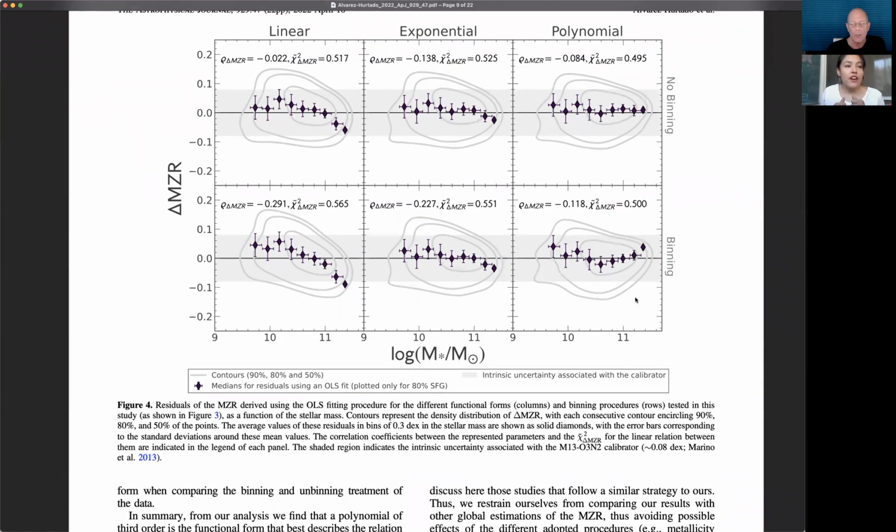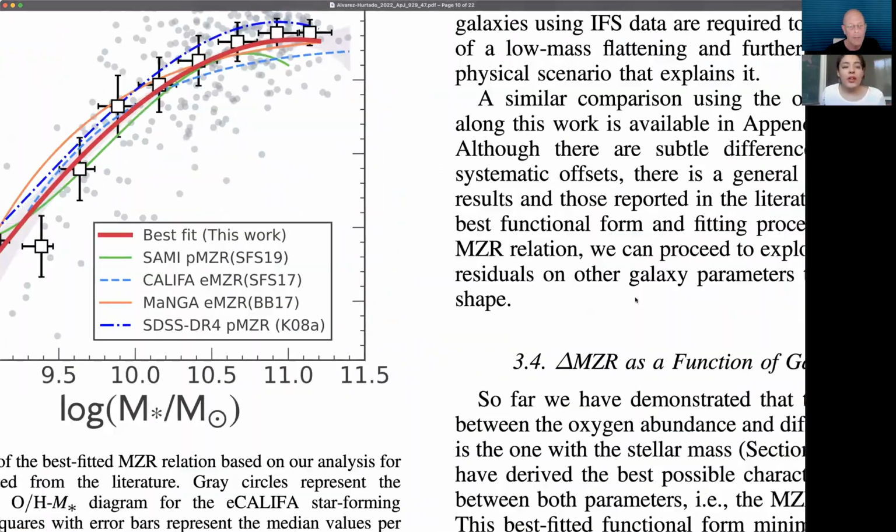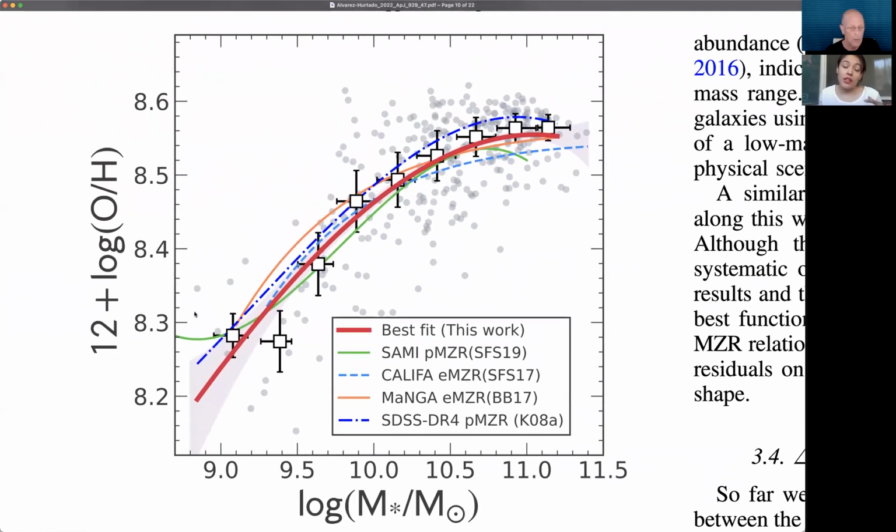So in figure 5, we compare our best fit mass metallicity relation with similar results extracted from literature. And we can observe an agreement between our results, the red line, and those reported in other works. However, in our study, we find variations in the shape of the mass metallicity relation using a Monte Carlo approach, in the low mass regime. This variation is represented with the red shaded region at the end of the polynomial.